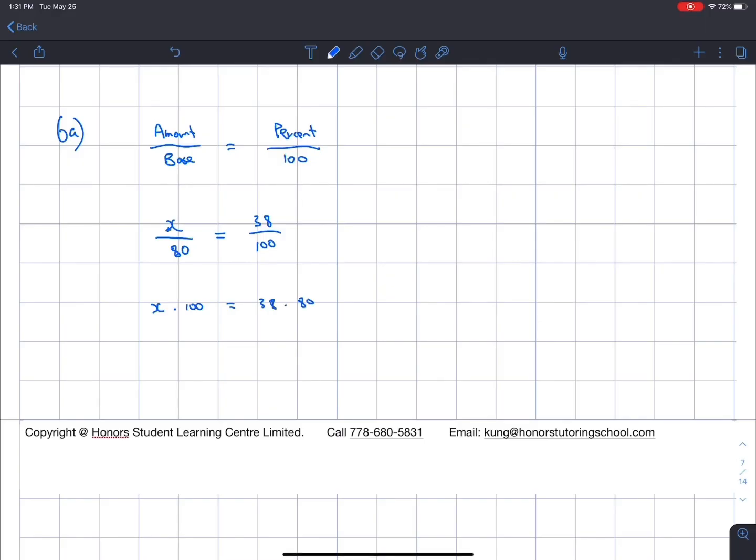So this dot means times. x times 100 is 100x, and 38 times 80 is 3040. And now we can just divide both sides by 100. We get x equals 30.4.